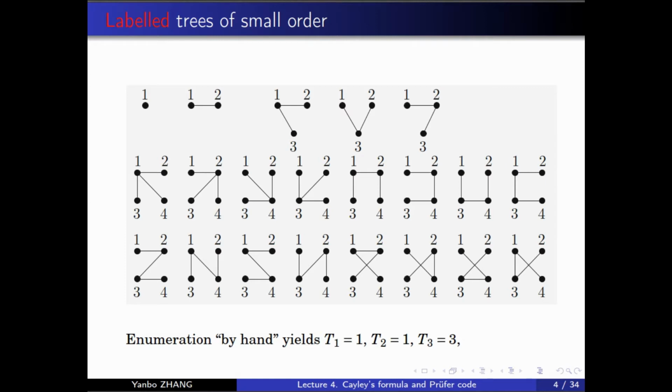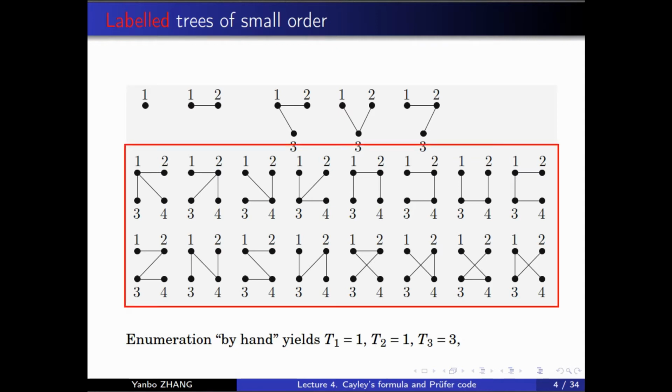We can also calculate the number of labeled trees of order 4. There are 2 types of such trees. One type is a star. The other type is a path. The star has 1 vertex of degree 3 and 3 leaves. Each of the 4 labels can be the vertex of degree 3, so there are 4 different options.